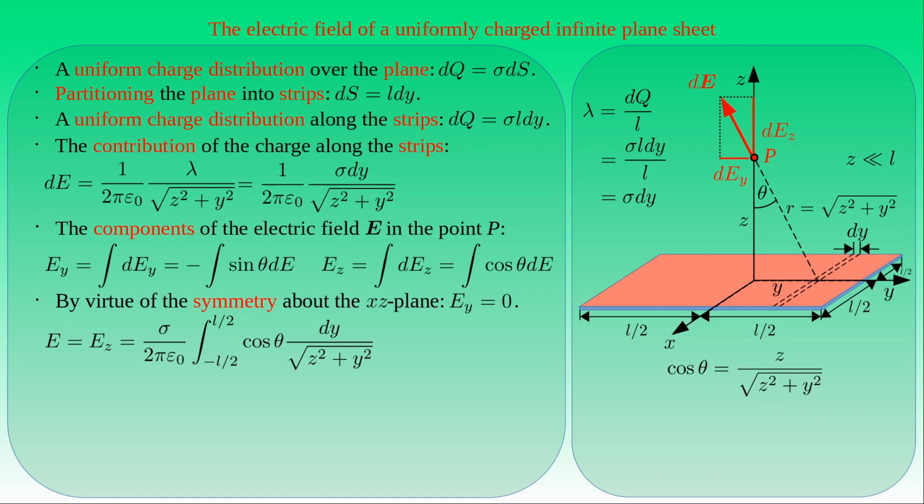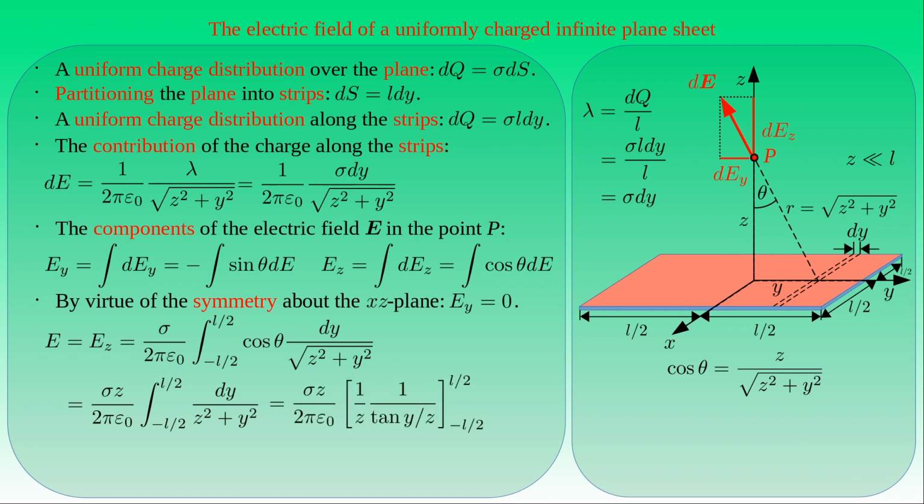As a result, we have sigma times z over 2 pi times epsilon naught, times the integral of 1 over z squared plus y squared with respect to y from minus L over 2 to plus L over 2. By performing the integration, we obtain sigma times z over 2 pi times epsilon naught, times the primitive function 1 over z times tangent inverse of y divided by z, which we evaluate at the lower limit minus L over 2 and the upper limit L over 2.